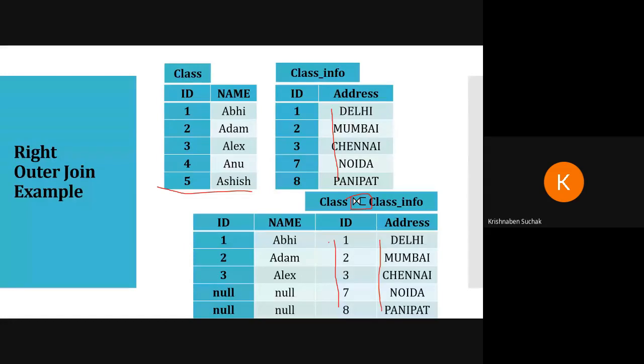Whatever values I have in this table, I will write those values. So I have values of 1, 2, 3, that is Abhi, Adam and Alex. I do not have values of 7 and 8. Here there is 4 and 5, here 7 and 8. I am writing right outer join, so I want to display the values of 7 and 8, which are not there here. So I am writing null. As you can see, I have written null because the ID and name of 7 and 8 are not in this table. Okay. Am I clear?